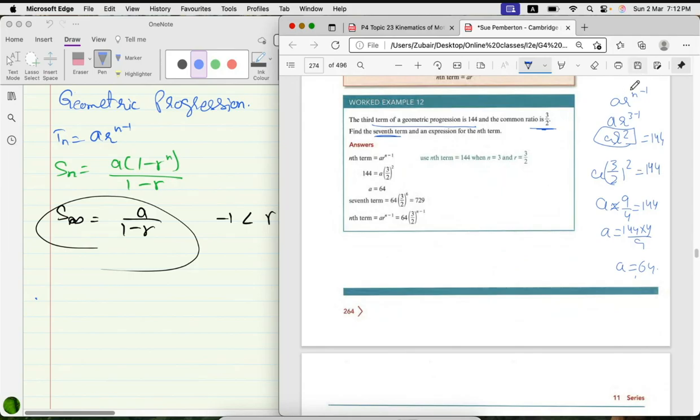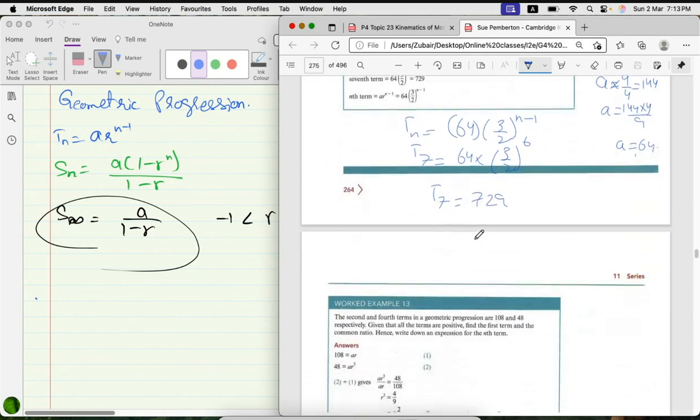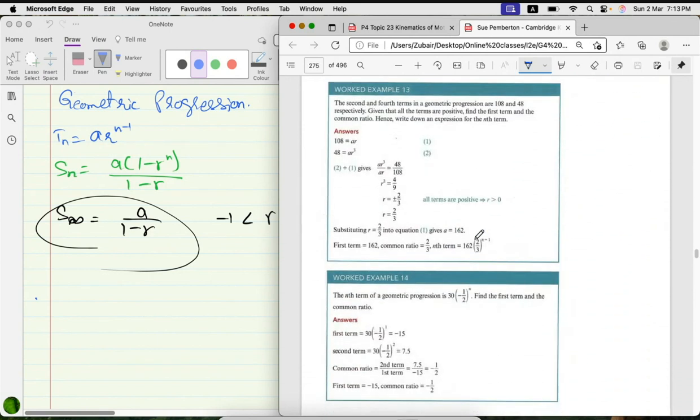Now we have everything. We have A, we have R. So A into R raised to power n minus 1. So seventh term, now I need to find the seventh term. So I just have to replace n with 7. 64 into 3 by 2 raised to power 7 minus 1 will be 6, and later we use calculator. So 3 divided by 2 power 6 into 64 is 729. So seventh term is 729. No major difference other than that we are not dealing with common difference, we are dealing with common ratio.